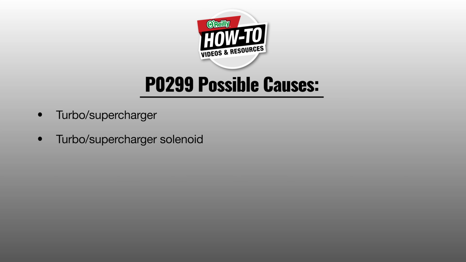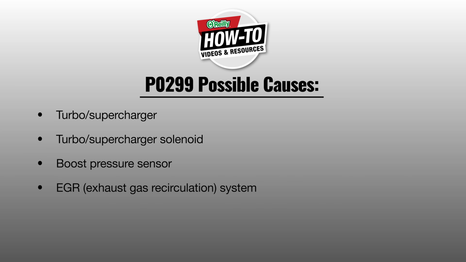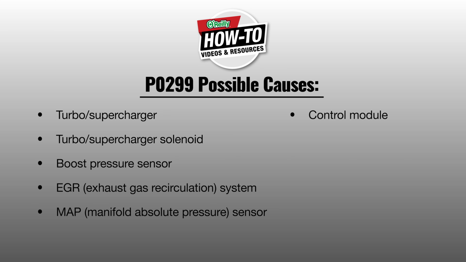But other possible causes can include issues with your boost pressure sensor, exhaust gas recirculation, or EGR system, your manifold absolute pressure or MAP sensor, or control module failure, wiring issues, or an intake or exhaust leak. Aside from a check engine light, you may notice a decrease in engine power or boost, a decrease in fuel economy, or even a strange noise coming from your turbo or supercharger.